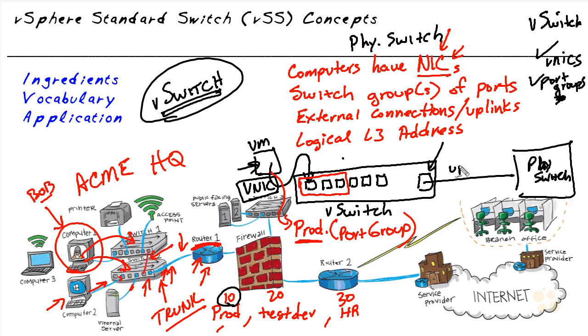We could say this is our uplink between our vSwitch on the ESXi host and a physical switch in the outside world, or at least in the physical world. We could refer to this port as a PNIC, which is an acronym for a physical network interface card on the ESXi host that's supporting this vSwitch.